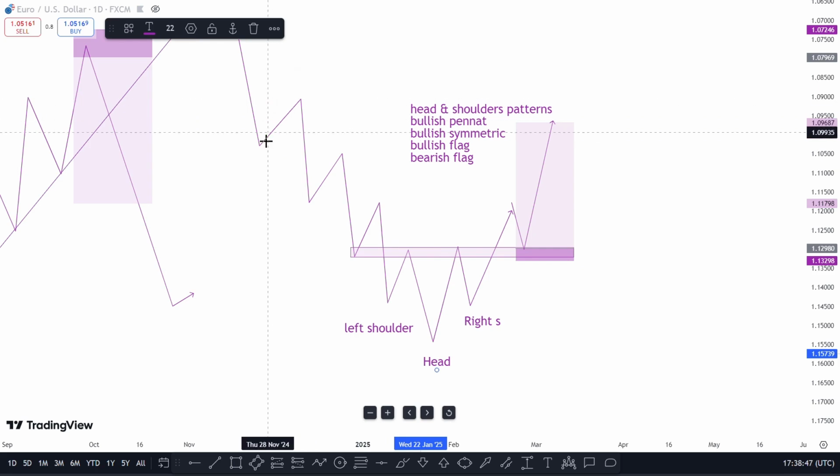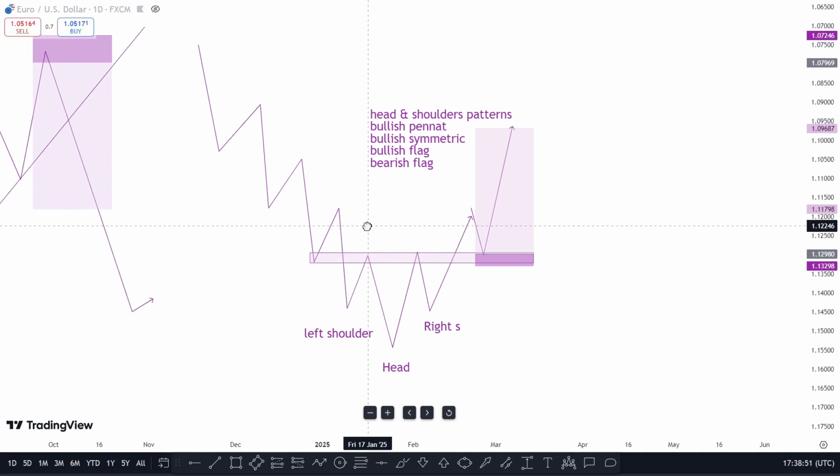So now the market is creating a series of lower low, lower high, lower low, lower high, lower low, lower high, and now at this zone it created this what? Head, left shoulder, and right shoulder.